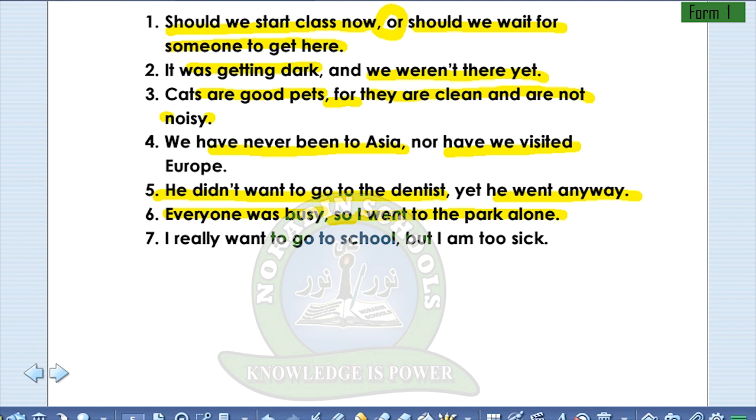Finally, I say, I really want to go to school, but I am too sick. Now we are joining two simple sentences. The first sentence is, I really want to go to school. We join or add another simple sentence, I am too sick. To make these two simple sentences into a compound sentence, we use the coordinating conjunction but.